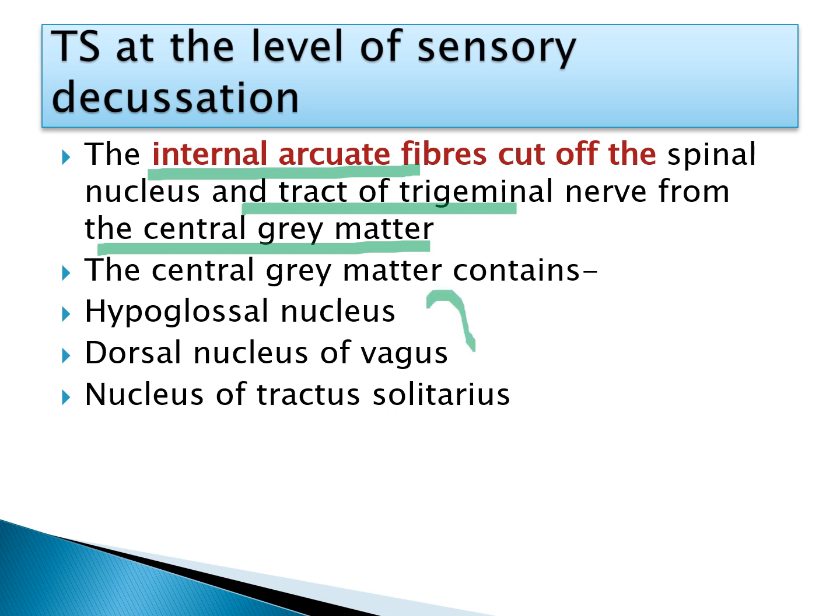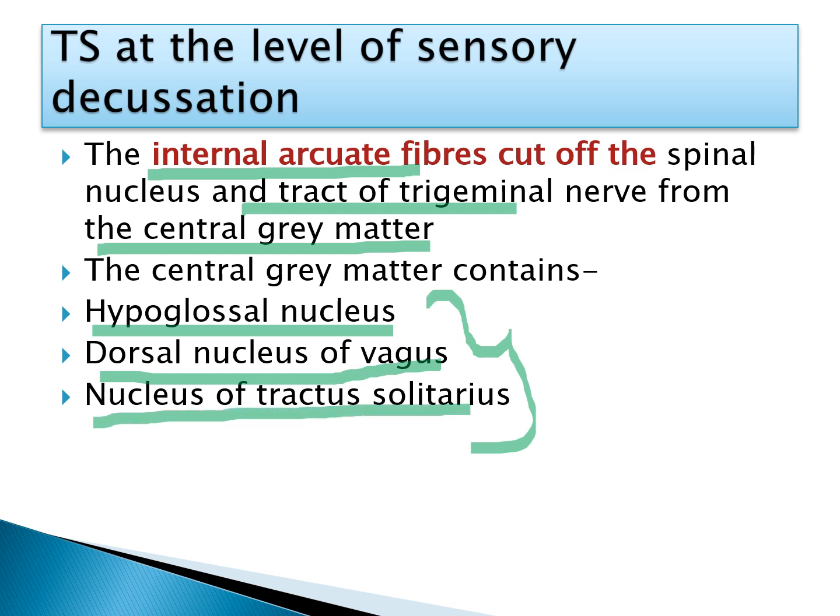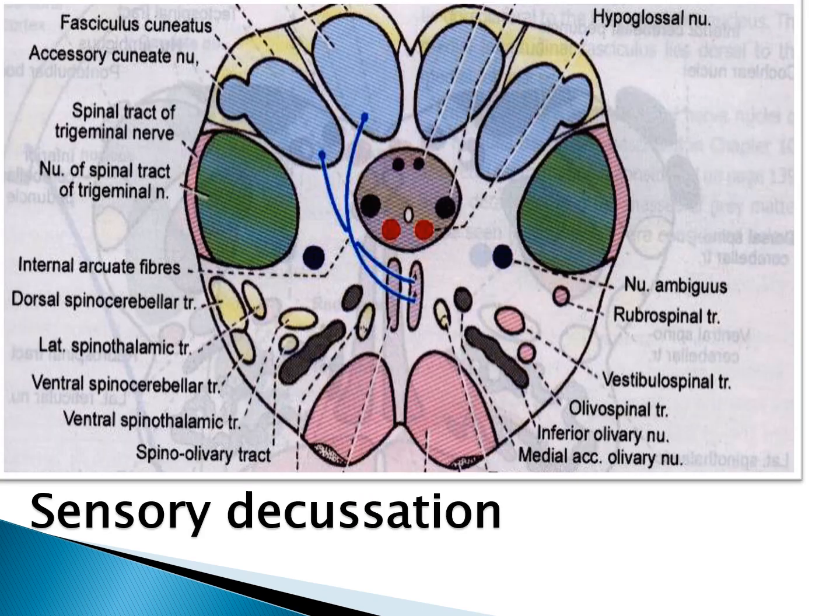The central gray matter contains 3 nuclei. We have learnt that in the floor of the fourth ventricle, these triangles are present, the hypoglossal triangle and the dorsal nucleus of vagus. So they contain the hypoglossal nucleus and dorsal nucleus of vagus. And also one more nucleus is present in the central gray matter, that is the nucleus of tractus solitarius, which is concerned with the taste sensation.